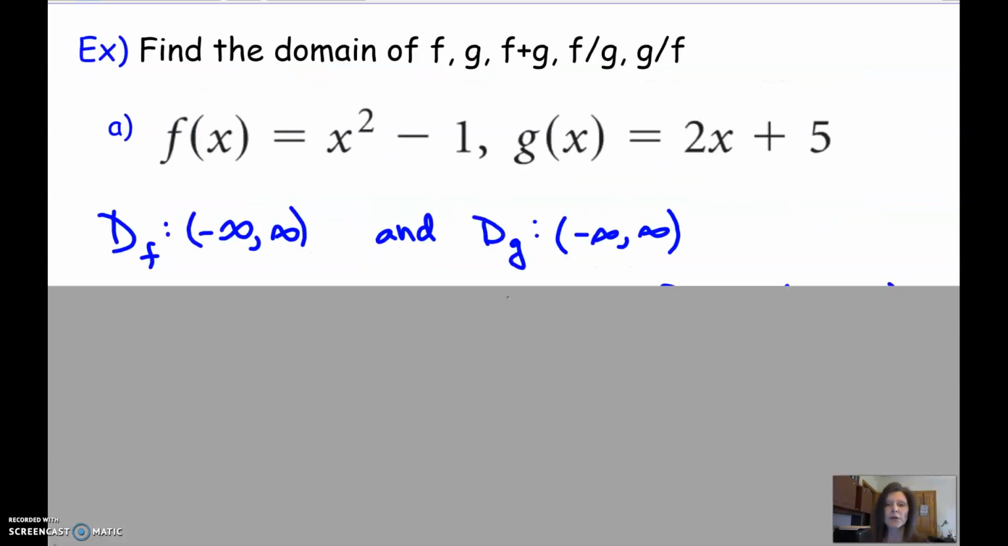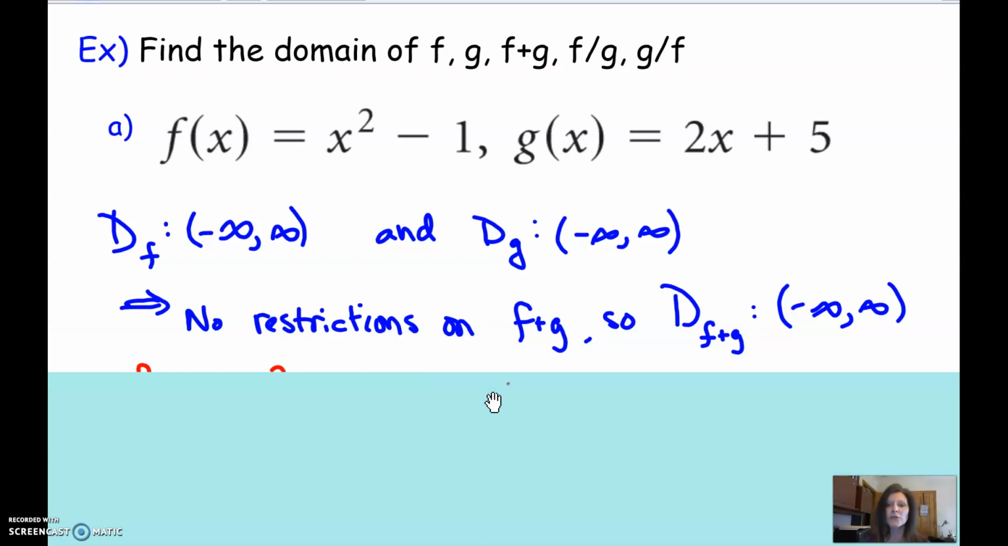In this first one, I have a quadratic function f of x equals x squared minus 1, so a parabola. Any x will work in that, so the domain, you can see in interval notation here, is negative infinity to infinity. The other function, g of x, is a linear function. Again, on a line, any x will work, so my domain is also negative infinity to infinity. So therefore, when I want the domain of f plus g of x, or f minus g, or f times g, it's going to be negative infinity to infinity. There are not going to be any other restrictions.